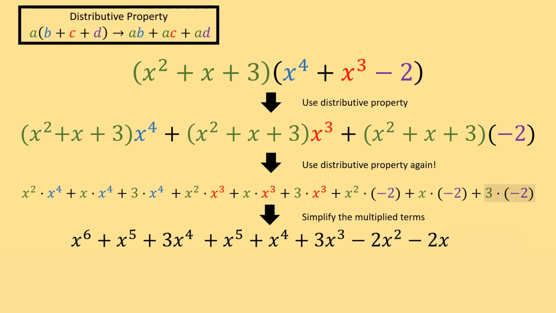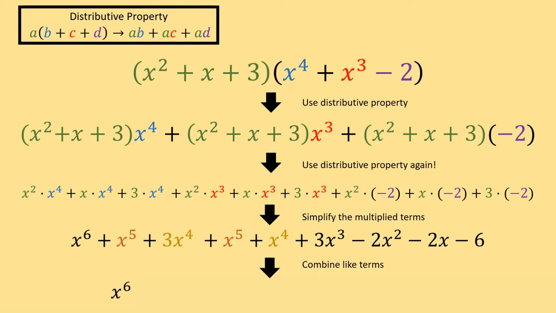3 times negative 2 is negative 6. And if you need a review on how to multiply a variable times itself with different exponents, you can check out this video here. And now that we're at this fourth step, all we're going to do to take it home is combine like terms.